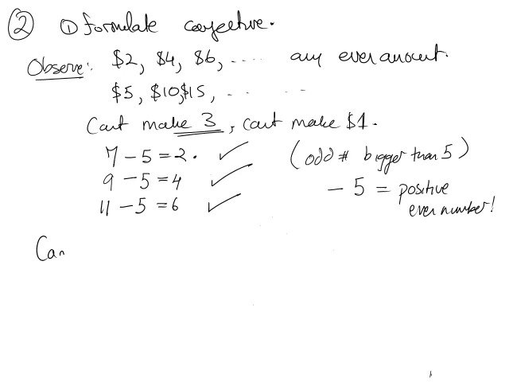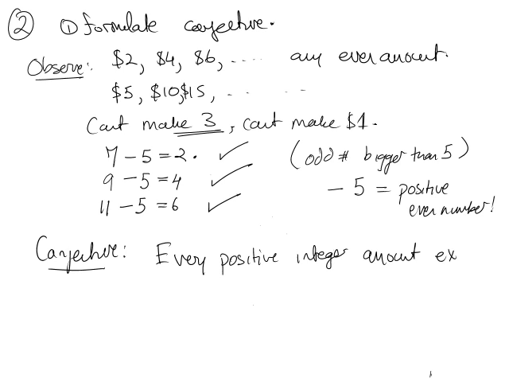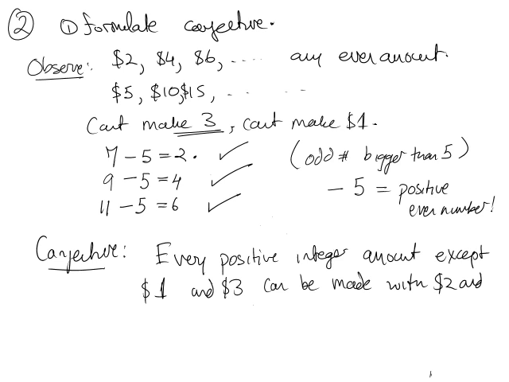So let's make this a conjecture. Every positive integer amount, except $1 and $3, can be made with $2 and $5 bills. Okay? And now that I made the conjecture, I have to prove the conjecture.